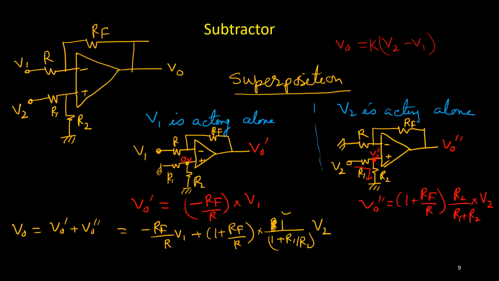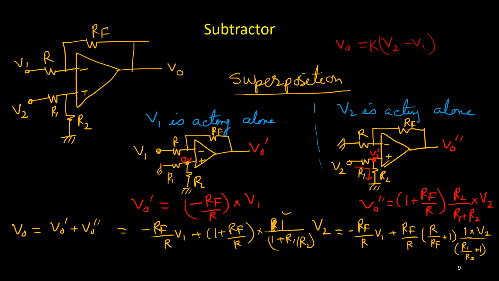So can I write that this is equal to minus RF by R times V1, and here I'll again take common RF by R. Then this one I write as R by RF plus 1, and it is 1 upon R1 by R2 plus 1, and the numerator is V2. Is it correct?